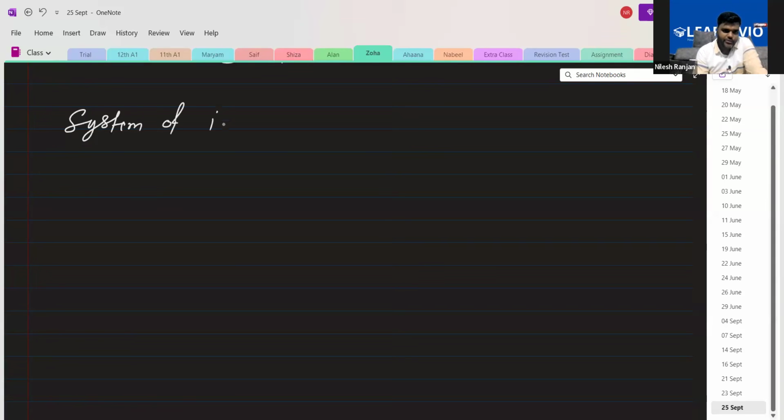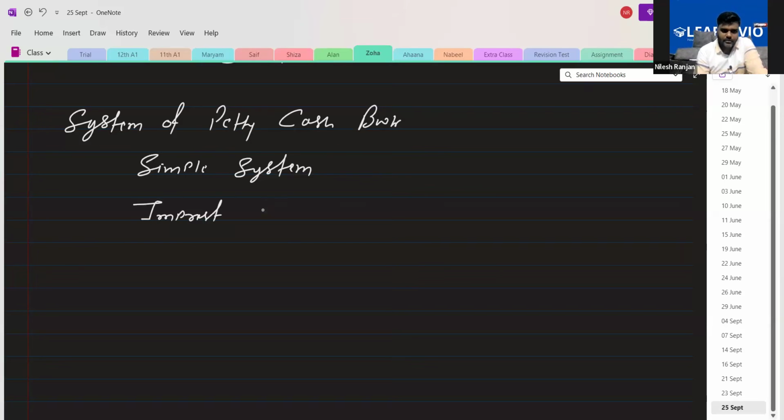System of petty cash book. One is called imprest system and the second is called simple system. First, we generally write imprest, but these are the two systems. Now, what does it mean?